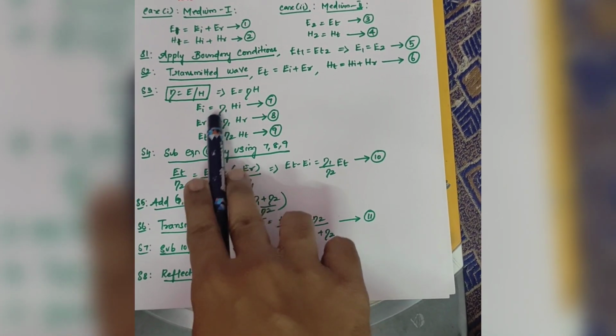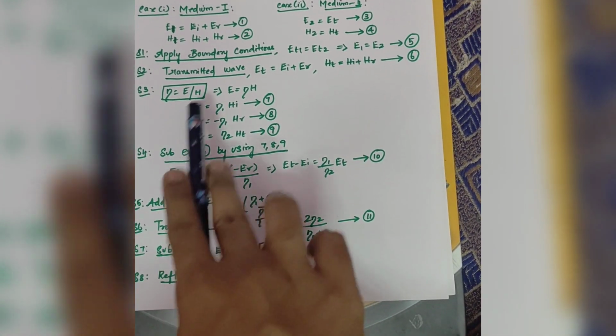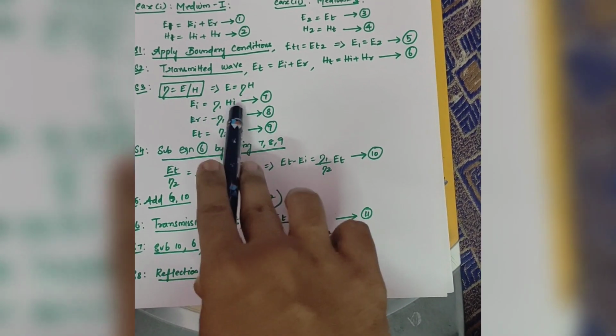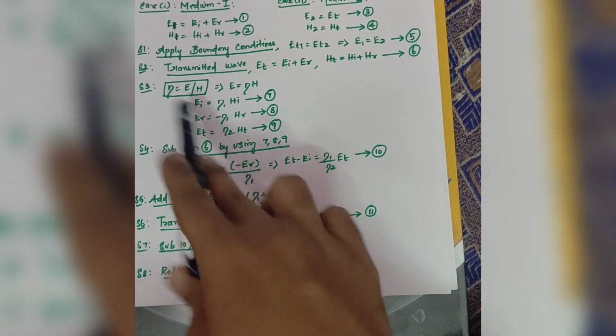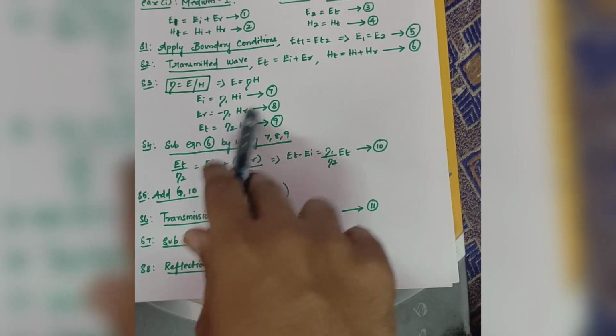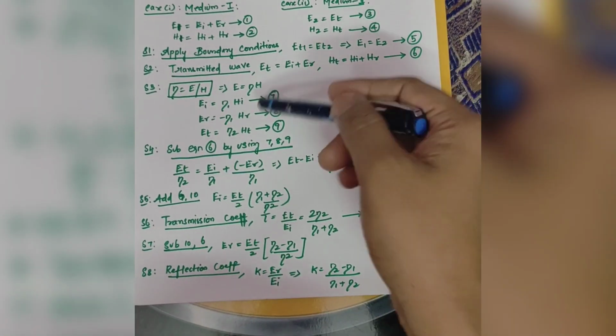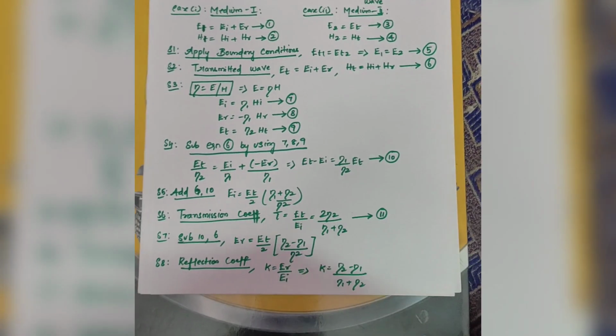Why is the reflected wave minus? Since incident and reflected are the same magnitude, EI plus ER equals 0. Therefore EI equals minus ER, so it indicates a minus. So these are equations number 7, 8 and 9.